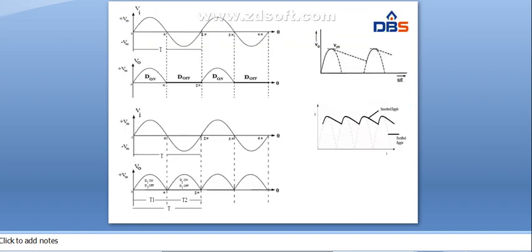So see the input waveform and output waveform of the capacitor filter. This is the input waveform, and this one is the output waveform. This is the capacitor charging time and this one is the capacitor discharging time.